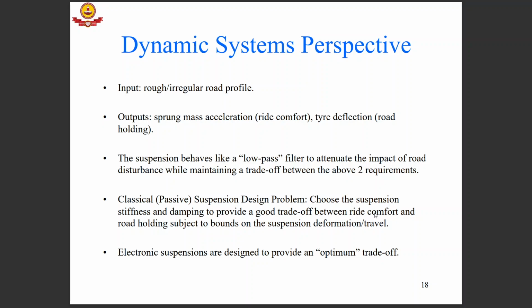So let's take a look at this from a dynamic system perspective. The input is a rough or irregular road profile. The output is sprung mass acceleration and tire deflection. The sprung mass acceleration corresponds to ride comfort and the tire deflection corresponds to road holding. So these are essentially two conflicting requirements. The suspension behaves like a low pass filter to attenuate the impact of road disturbances while maintaining a trade-off between the above two requirements.